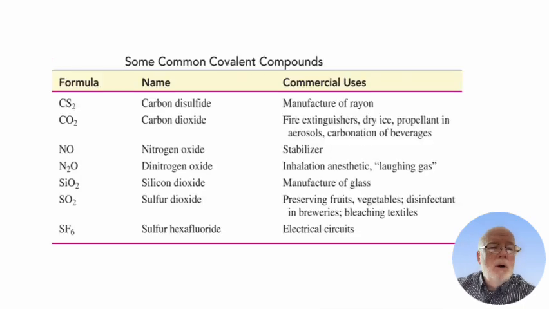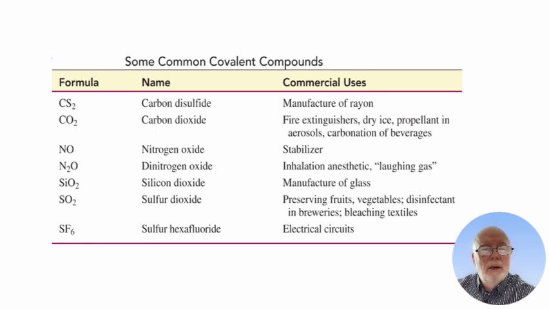So here are some very common covalent compounds. Carbon disulfide, manufacture of rayon. CO2, in fire extinguishers and beverages. NO, nitrogen oxide. Now you could call that nitrogen monoxide. I think that would be fine. N2O, dinitrogen oxide, laughing gas.